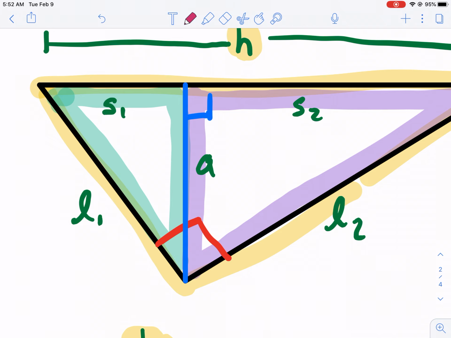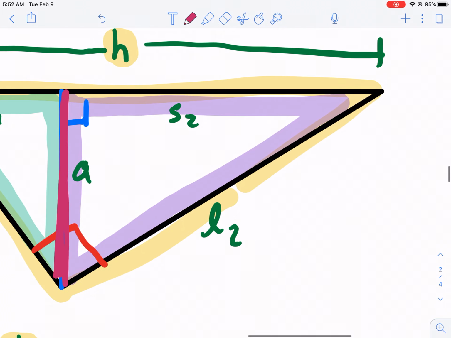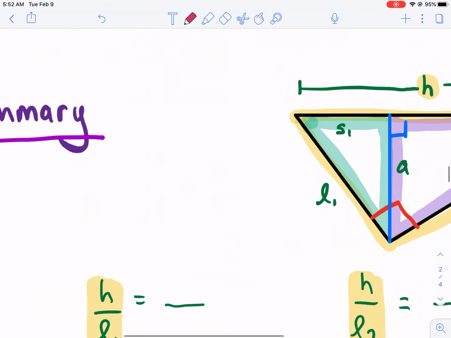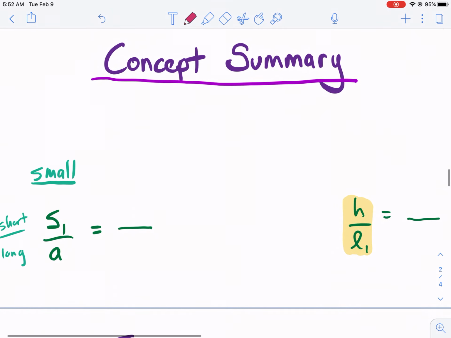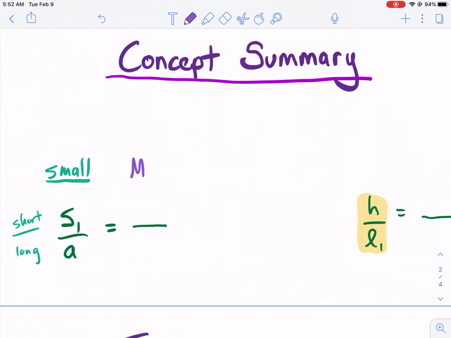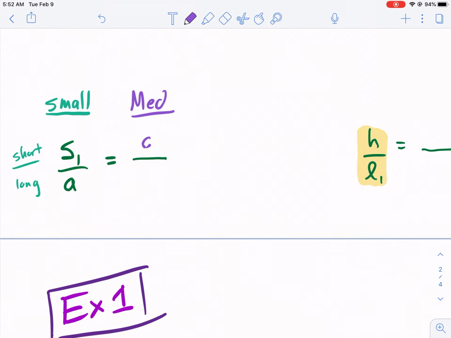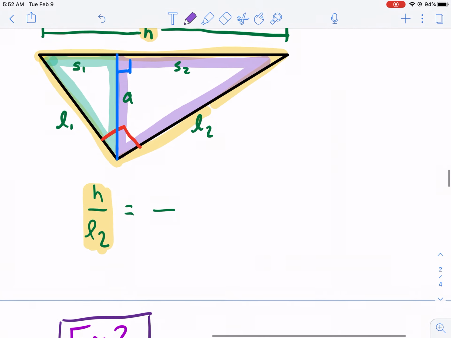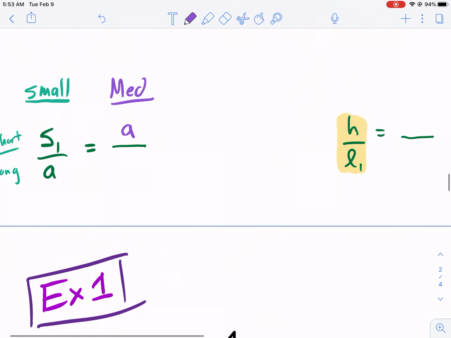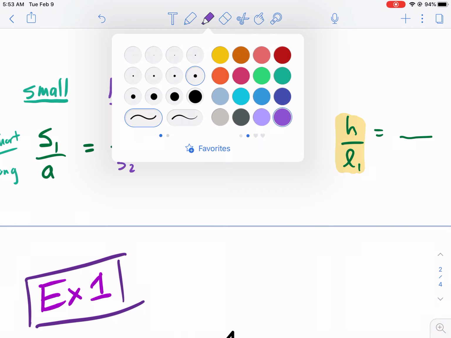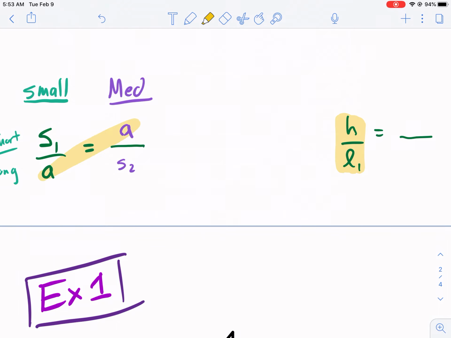But it is. It's shared with the purple triangle, the medium triangle. This altitude is shared with the medium triangle. Look there. Okay, so that's good. We're making a valid comparison because it has a shared side. If we don't have a shared side, we can't make a valid comparison. So we have medium, and this time we're comparing the short side. What's the short side? A. A is the short side. And then its long side is S2, and that's not important.